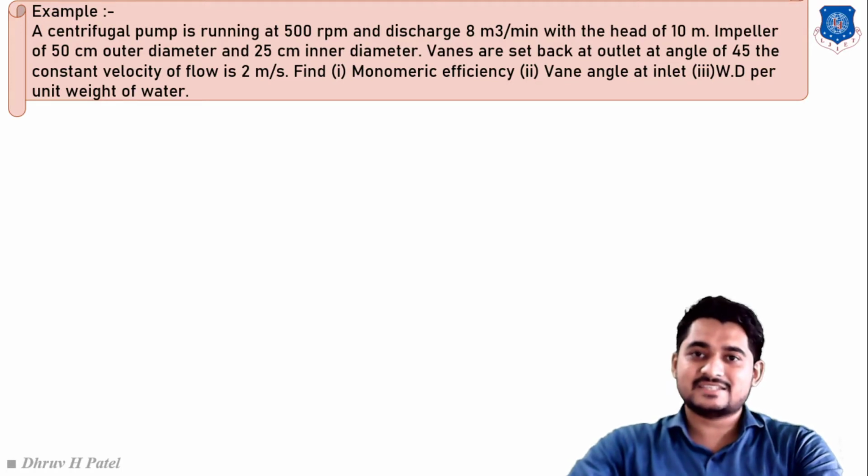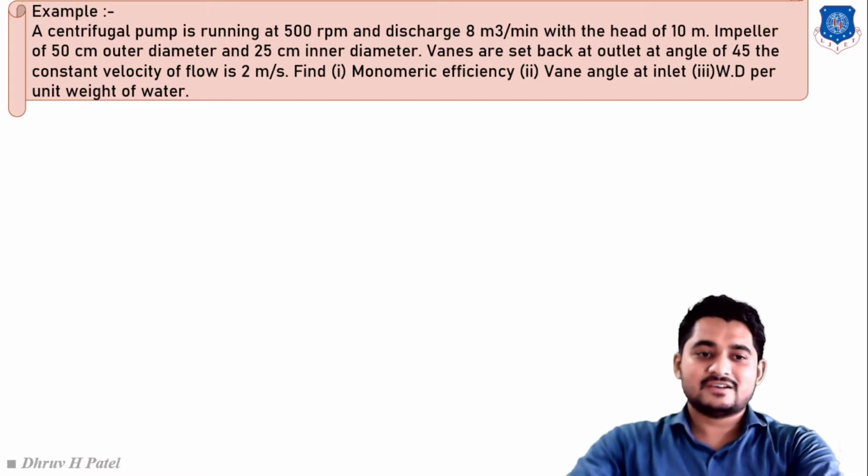In our last lecture, we derived some equations for the various types of efficiencies and solved one example based on the centrifugal pump. In today's lecture, we will solve another example and understand the priming process and net positive suction head for the centrifugal pump, right? So let us understand one example for the centrifugal pump.